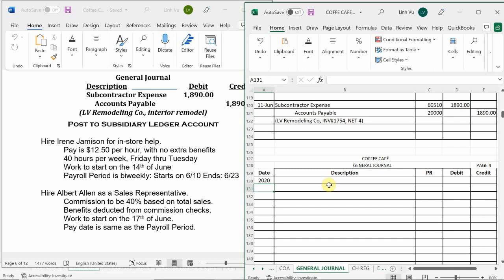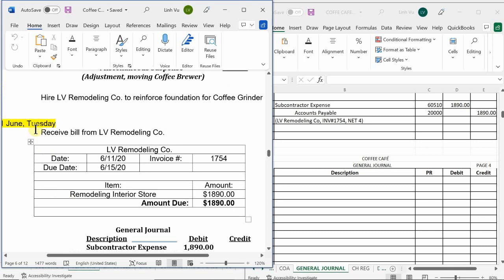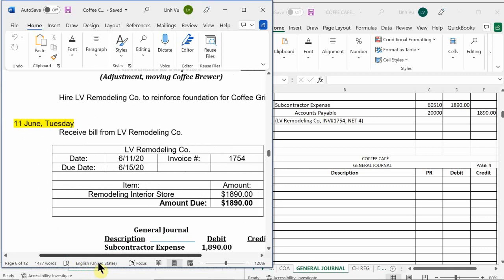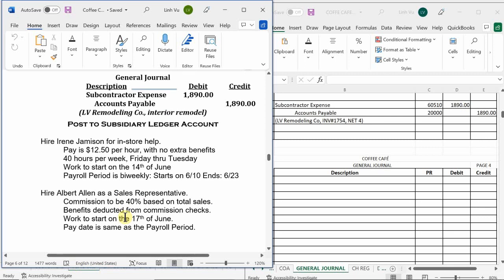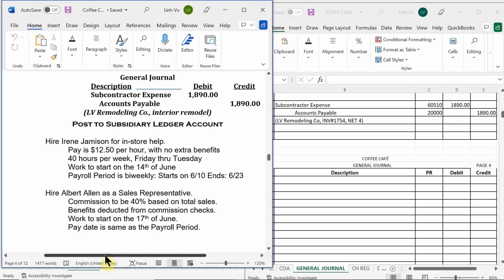Let me ask you this. When did she start to work? When? 14. What's today? Today's the 11th of June. So that means she hasn't even started working yet. So how do you pay somebody that hasn't started working? We don't pay. Exactly. All we did was just hire her.